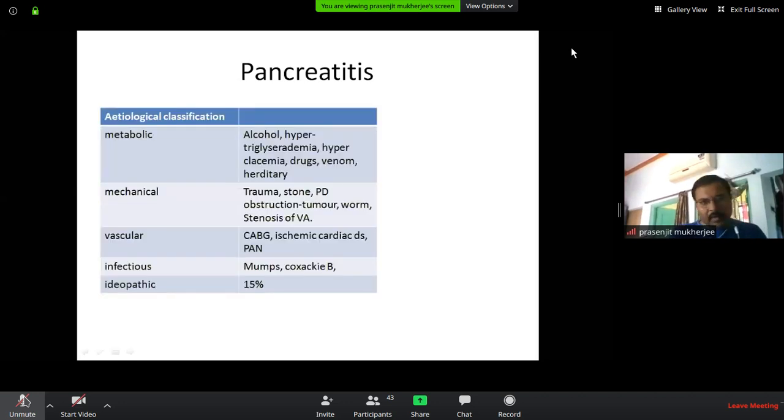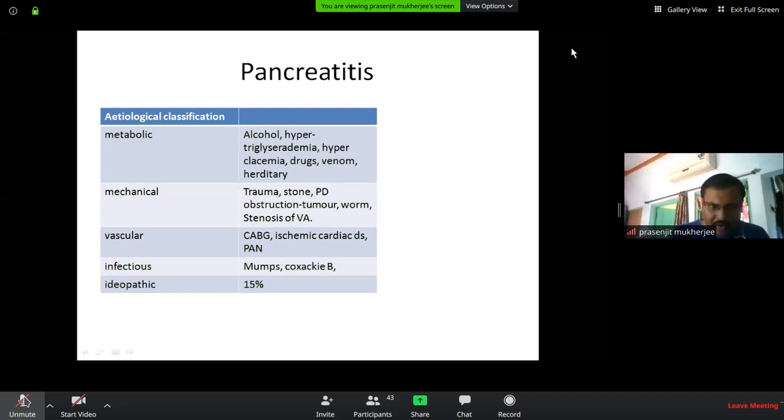Now come to pancreatitis causes. The next classification is the etiological classification. We classify pancreatitis according to the cause. Here we don't divide it as acute or chronic because there are overlapping causes. Some causes which are responsible for acute pancreatitis may cause chronic pancreatitis, and some causes which are responsible for chronic pancreatitis may cause acute pancreatitis as well.